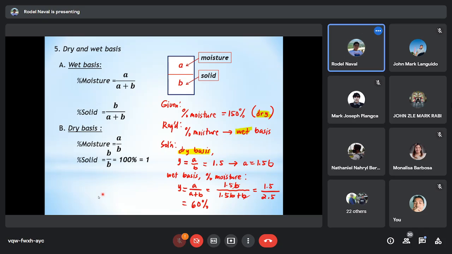Then, wet basis. For wet basis, percent moisture is A over A plus B, in which A is 1.5B, substitute it, over A plus B, so 1.5B plus B. So, cancel B, 1.5 over 2.5, 60%. Okay? So, 60%, which is our percent moisture wet basis. So take note of that.